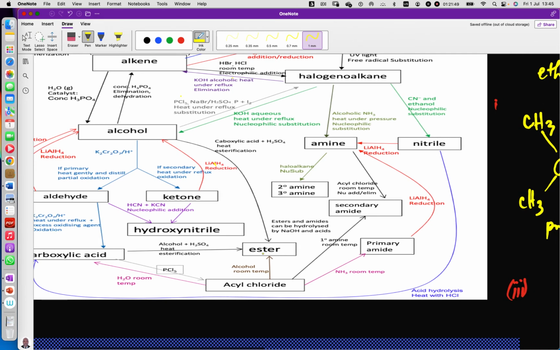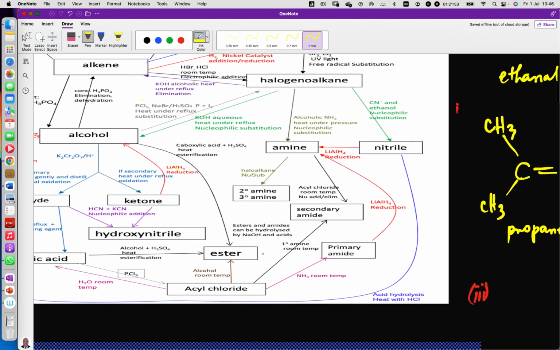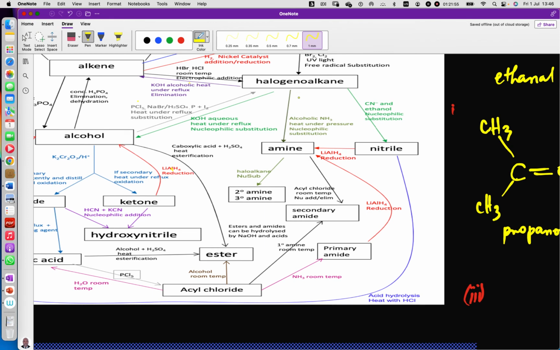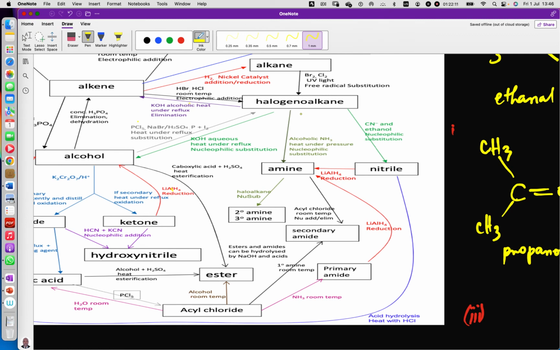So now we will be going to amines. The amine groups here are, we can react a halogenoalkane. We are going back to halogenoalkane. Let me go first to alkane, and come down to halogenoalkane.